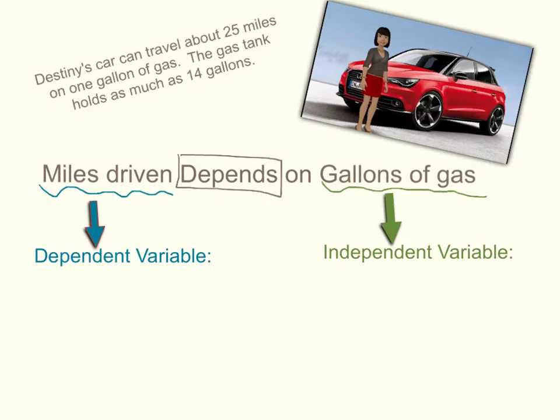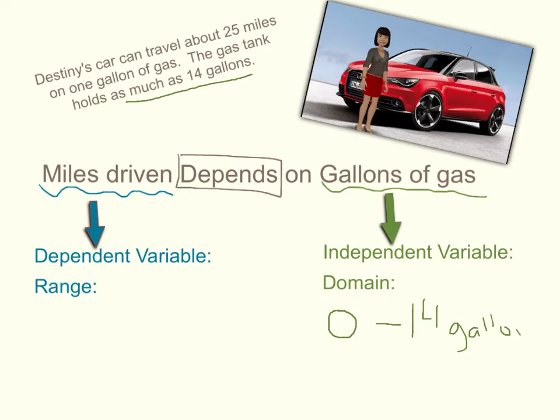So now let's take that information and think about the domain and the range. So let's look at the domain first, gallons of gas. Her car can hold as much as 14 gallons of gas. Well, it is possible that her car has 0 gallons of gas and then has a maximum of 14 gallons of gas. So the domain is anywhere from 0 to 14.